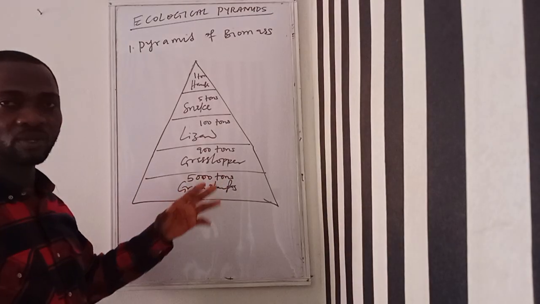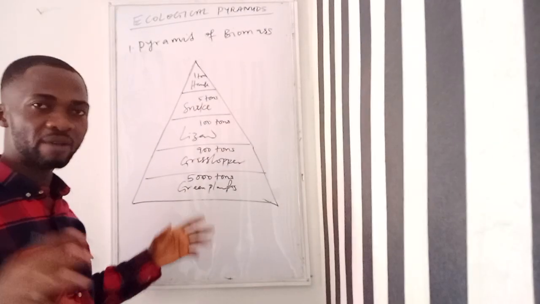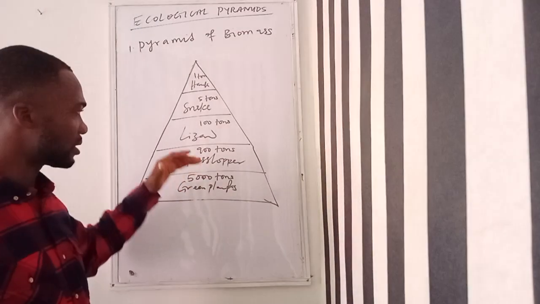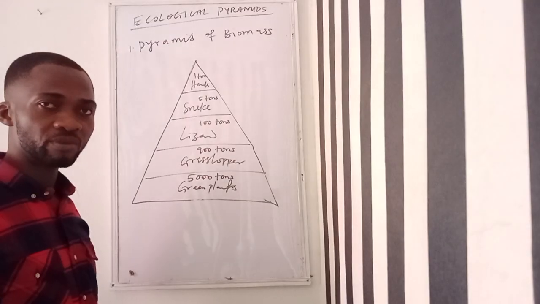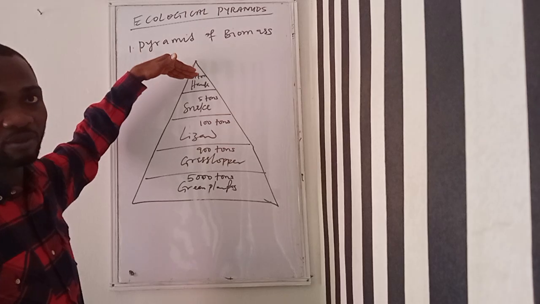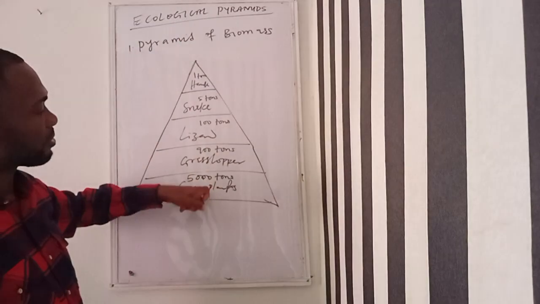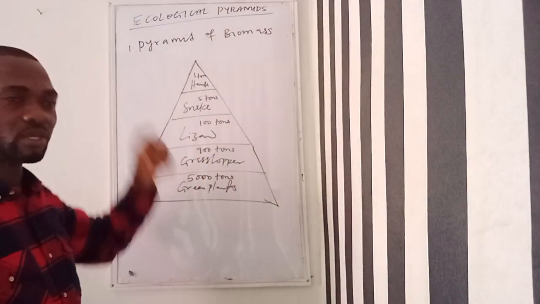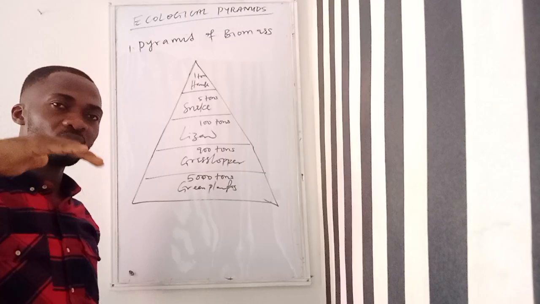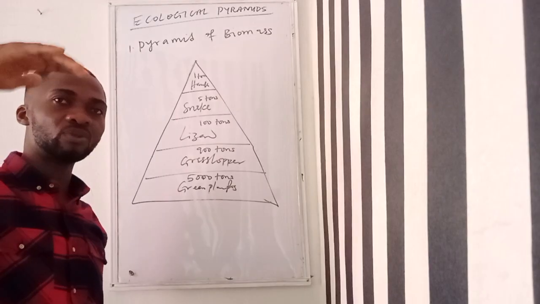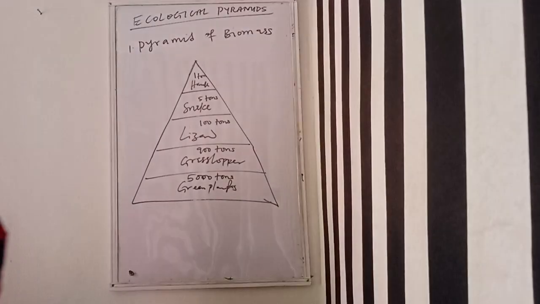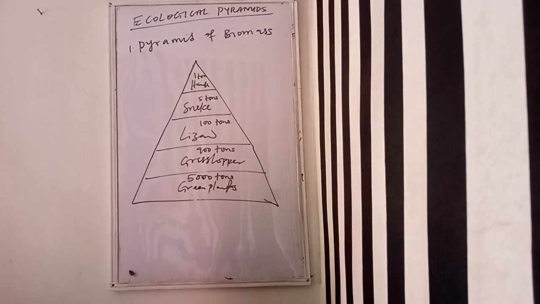So in terms of weight, green plants have the highest weight, followed by the grasshopper, that is individuals at the second trophic level. And you discover that at the fifth trophic level, which is the last one, the weight dropped from 5,000 to 1 ton. That is to also indicate that as we get to other trophic levels, the amount reduces drastically.